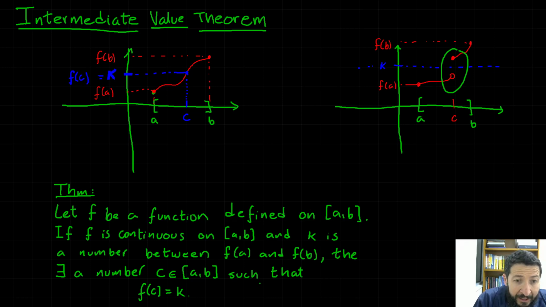And k is a number in between f of a and f of b, meaning k is somewhere in between these two numbers. Now remember that with this function is increasing, so f of a is less than f of b, but it doesn't mean that it cannot be decreasing.